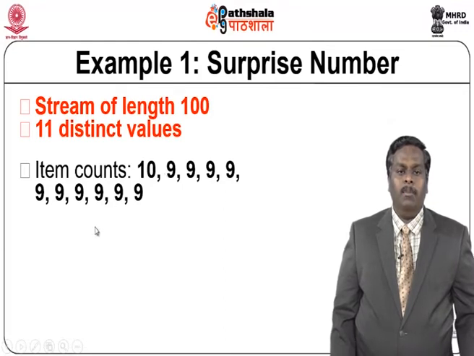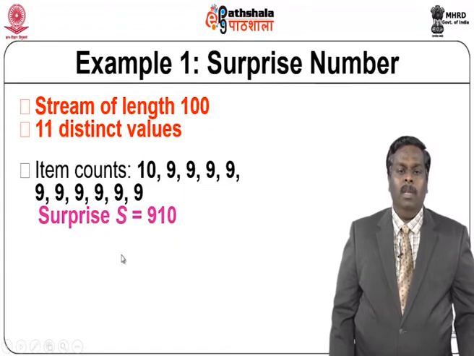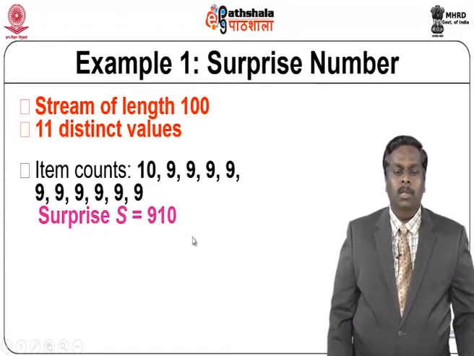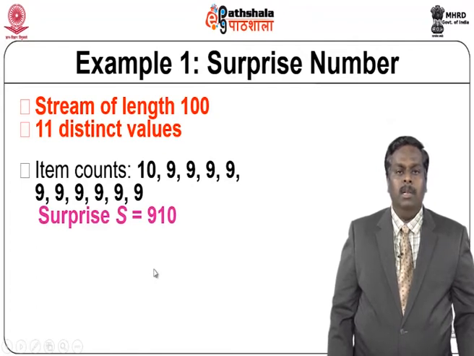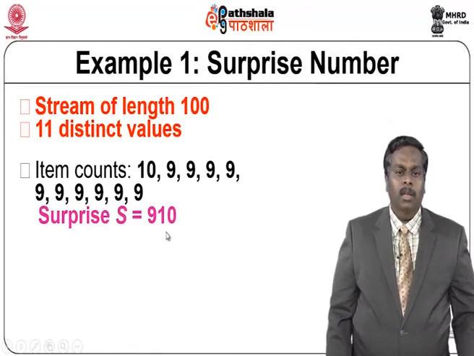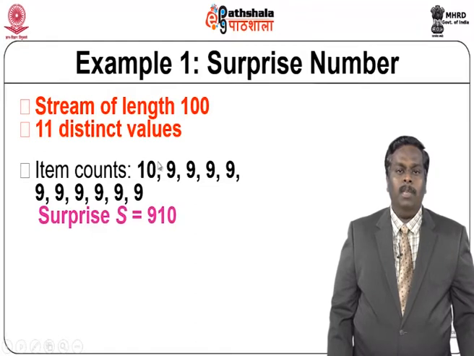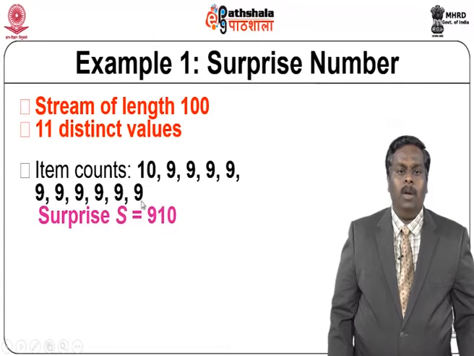Now, if you want to calculate the surprise number, it will be equal to 910. This is computed based on the equation summation of m_i to the power of k, where m_i is the number of times a particular element has occurred, raised to the power of k. Here k is 2, the second moment, since it is a surprise number. So, the number of times an element has occurred is 10 to the power of 2 plus 9 to the power of 2 and so on till the 11th value. Put together, this will be 100 plus 81 plus 81 plus 81 and so on. So, totally it will be 910.